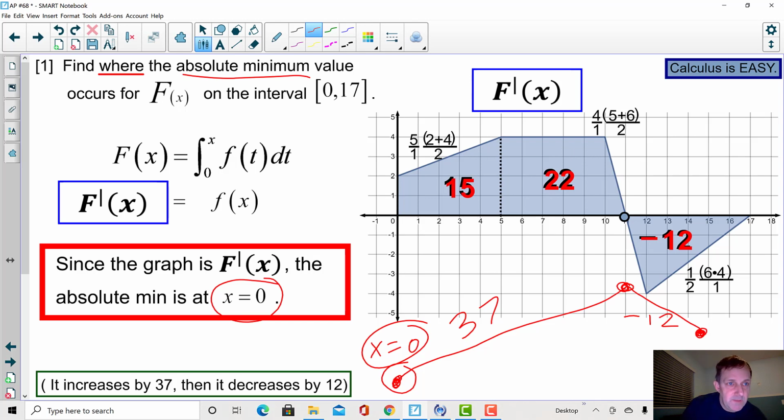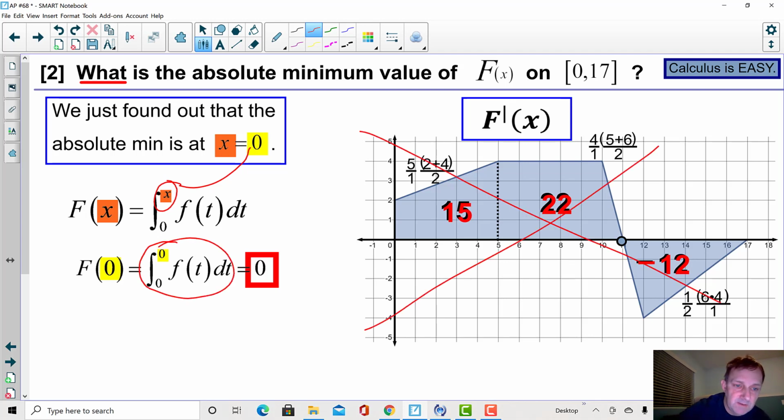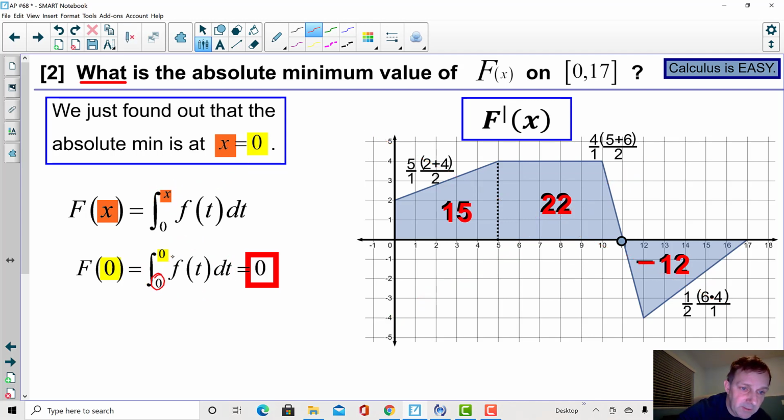Now for question 2, they don't want to know where the absolute minimum value occurs. They want to know what the absolute minimum value is. So for this question, we have to take our answer from question 1 and plug it into the capital F function. So when x is 0, you're going to put a 0 on the top here, and that would give you the integral from 0 to 0, and we don't even have to look at the graph because it doesn't matter what the function is. When your integral goes from 0 to 0, the answer to that integral is just going to equal 0. And it's not because the value is 0, it's because the value is the same. Whenever you have the same value for your integral limits, that integral will equal 0. So the absolute minimum value is equal to 0. Let's go to question 3.